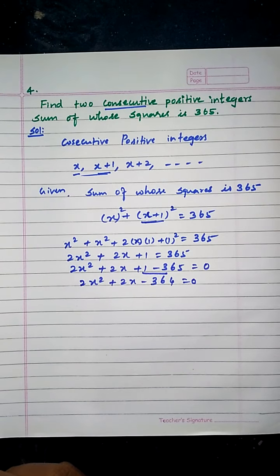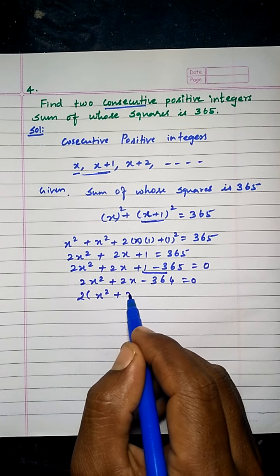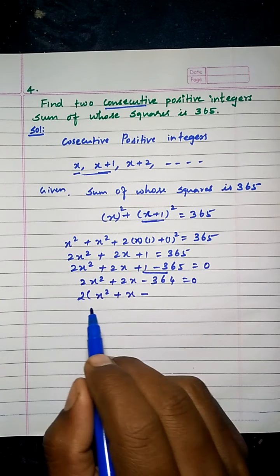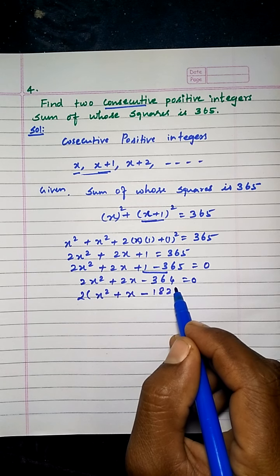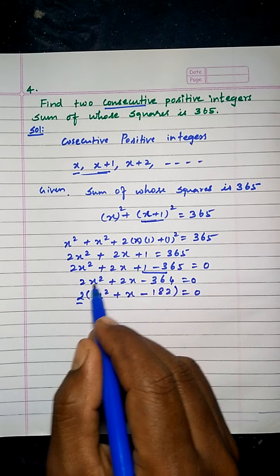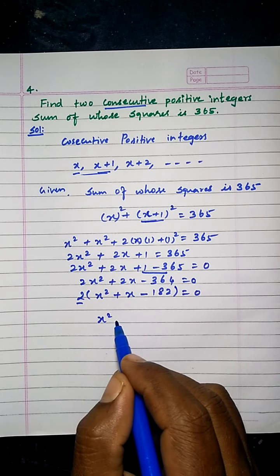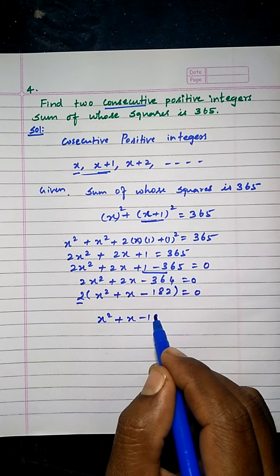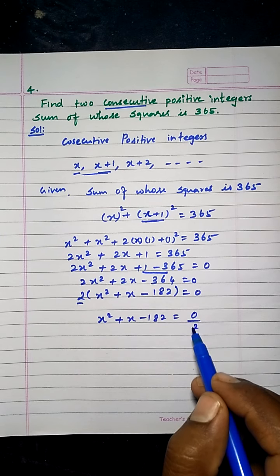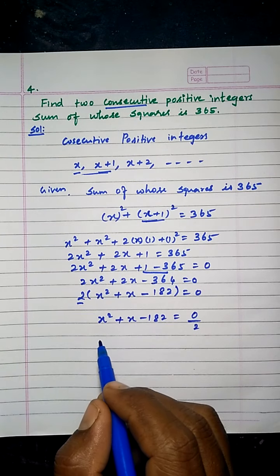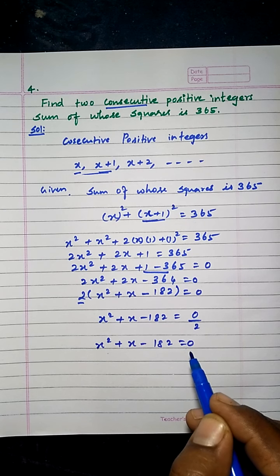Now take 2 as a common factor outside. So x square plus x minus 182, since 364 is 182 times 2, equal to 0. Multiplication's opposite is division, so 0 by 2 will get 0. So remaining is x square plus x minus 182 equal to 0.